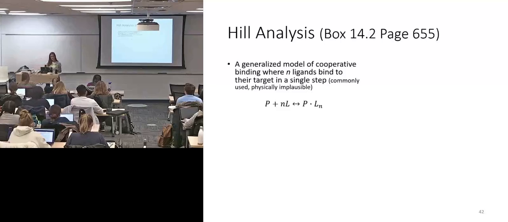Hill analysis. More details of this are in 14.2, page 655. It is a generalized model for understanding cooperative binding when you have n number of ligands binding to a protein. Instead of one binding, we have several. And it assumes that all the ligands bind to their target in a single step.